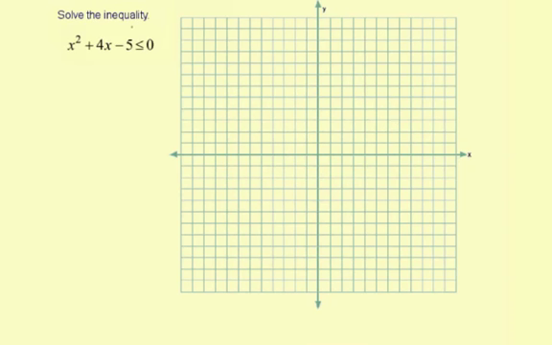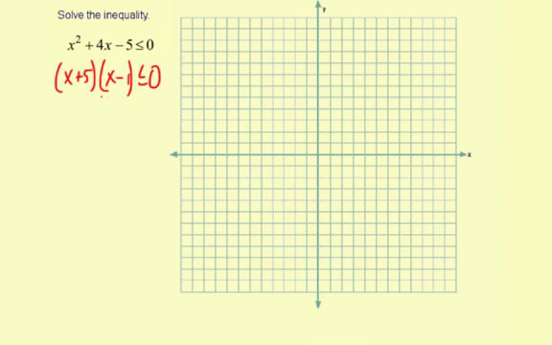Solve the inequality. X squared plus 4x minus 5 is less than or equal to 0. Looking at this inequality, I can see that it factors. So I'm going to factor it first. It's going to be x plus 5 times x minus 1 less than or equal to 0.